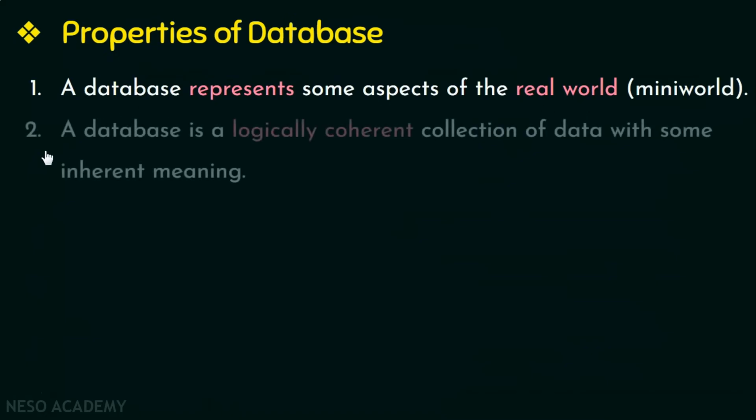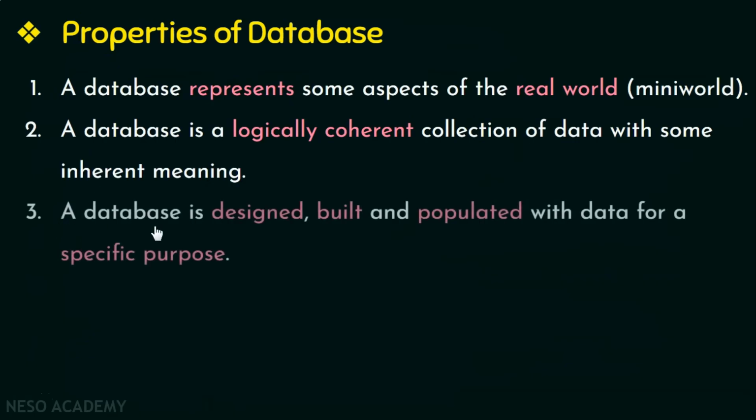The second property is a database is a logically coherent collection of data with some inherent meaning. So as I said earlier, a random collection of data or unrelated data cannot be referred to as a database. The data in the database has to be related or logically coherent. The next property is a database is designed and then built and populated with data for a specific purpose.